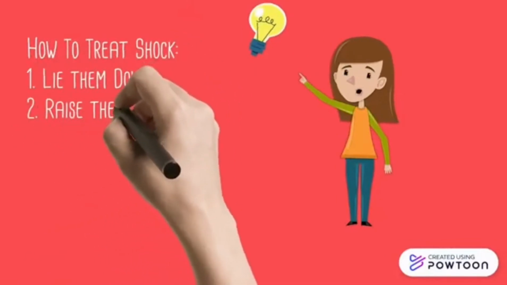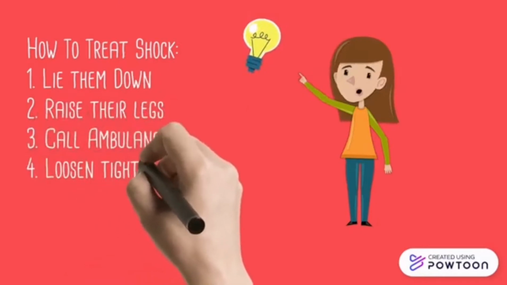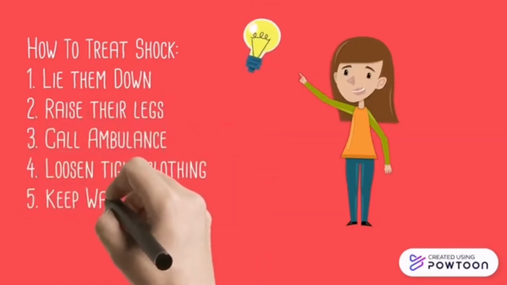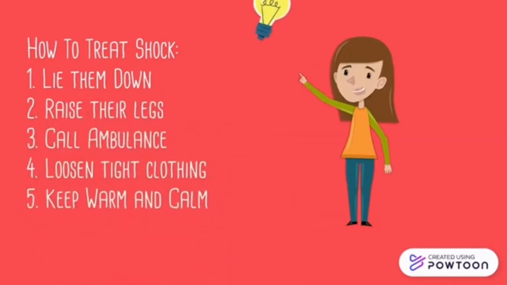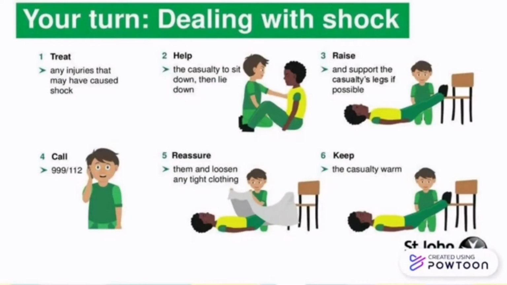How to treat a person experiencing shock? First, lay them down. Second, raise their legs. Third, call an ambulance. Fourth, loosen tight clothing. Fifth, keep them warm and calm. And lastly, monitor their level of response. These are the steps of first aiding a person encountering shock.